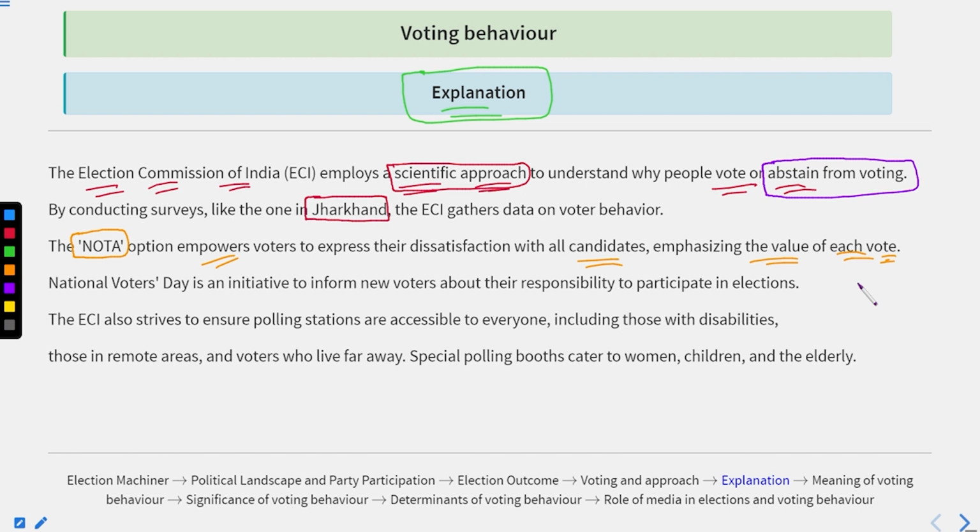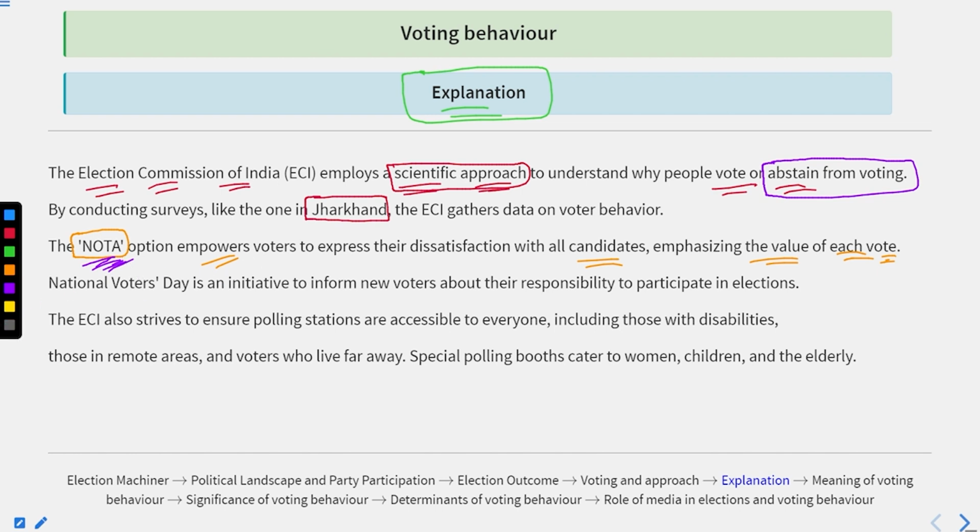the NOTA option, which stands for None Of The Above, was introduced. It means that the person who is eligible for voting should vote. Despite not liking any candidate standing in the election, he will get the NOTA option, press NOTA, and his vote will count. So the difference between the number of eligible voters and the number of polled votes will reduce.